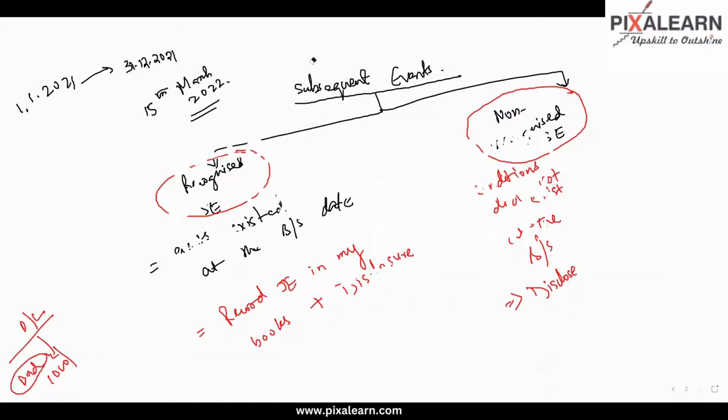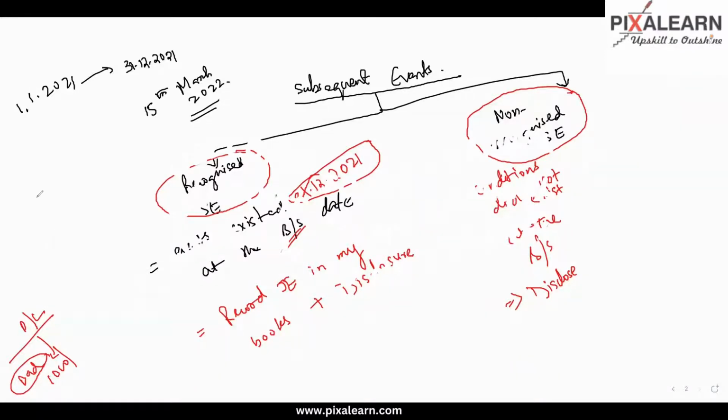See, the definition says that the event existed on the balance sheet date. So these are the two dates, 1/1/21 and 31st 12/21, right? So anything happening between these two days, irrespective of when we are disclosing the financial statements, we are going to consider these two dates only. That is 31st December 2021.